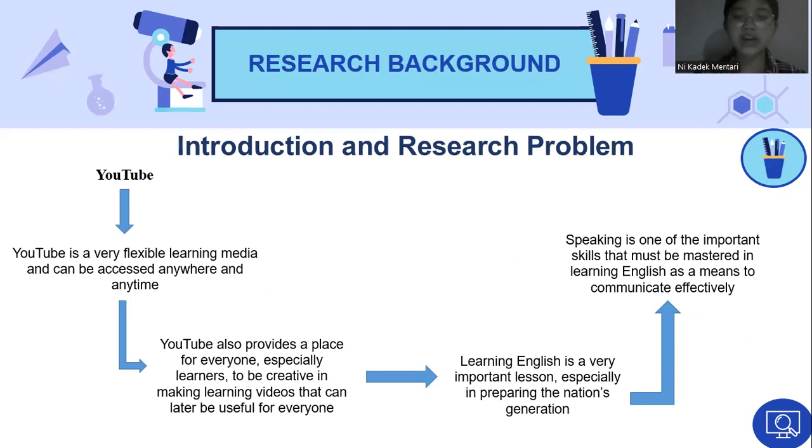Learning English, we know, is a very important lesson, especially in preparing the nation's generation. In learning English, we must master four skills: speaking skill, listening skill, writing skill, and also reading skill. But speaking skill is one of the important skills that must be mastered in learning English as a means to communicate effectively, right? Next slide, please.